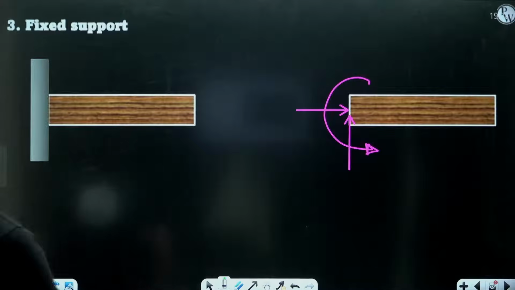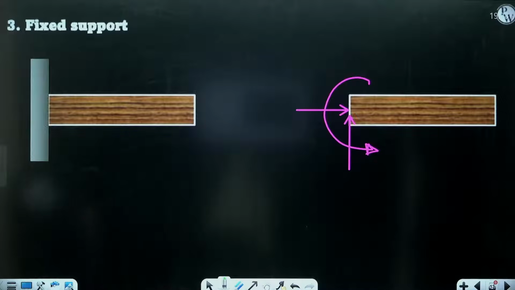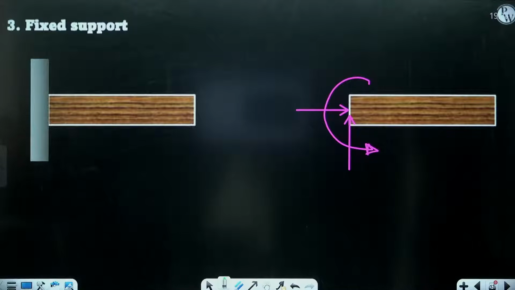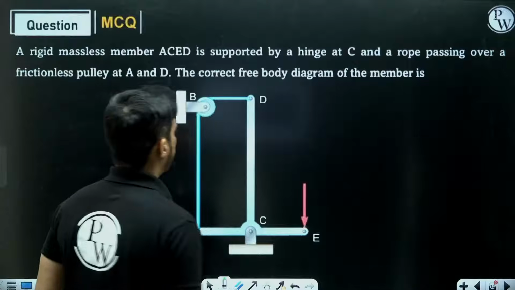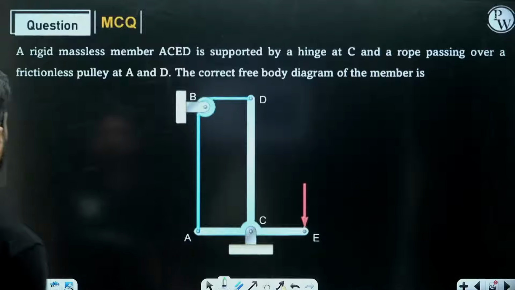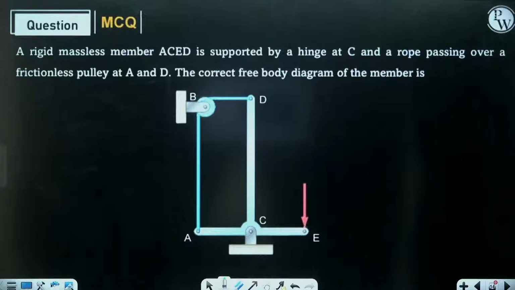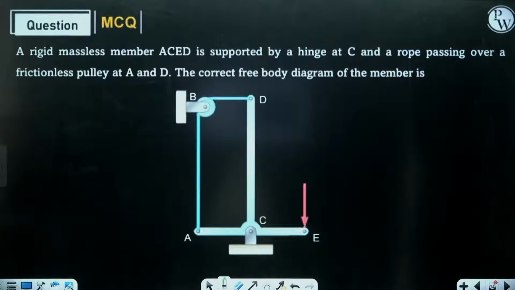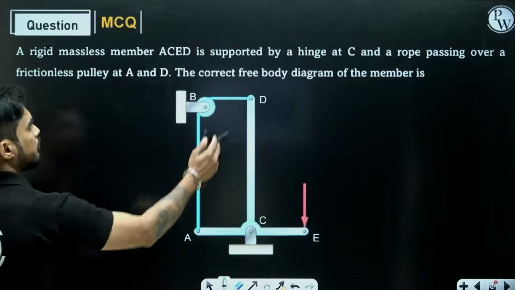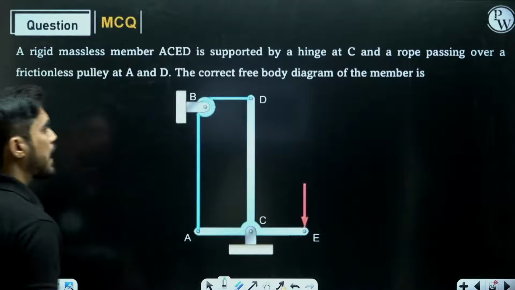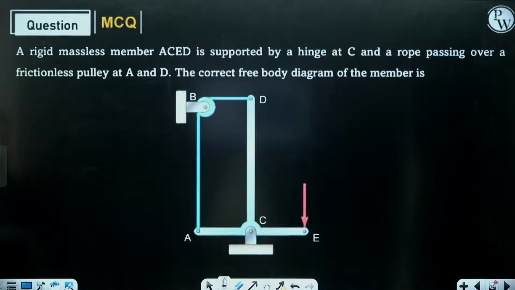Okay. Now let's solve one or two examples based on free body diagrams in order to check whether you have understood the concept or not. So let's consider this problem. A rigid massless member ACED is supported by a hinge at C and a rope passing over a frictionless pulley at A and D. The correct free body diagram of the member is?